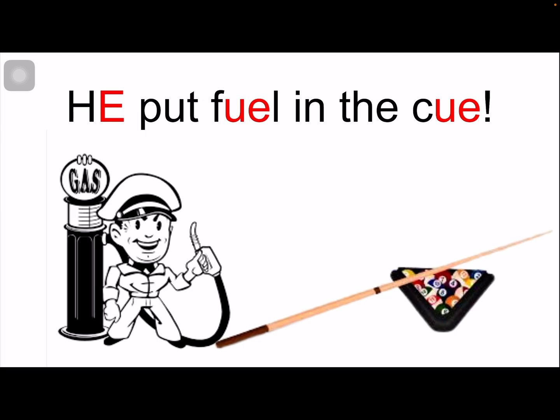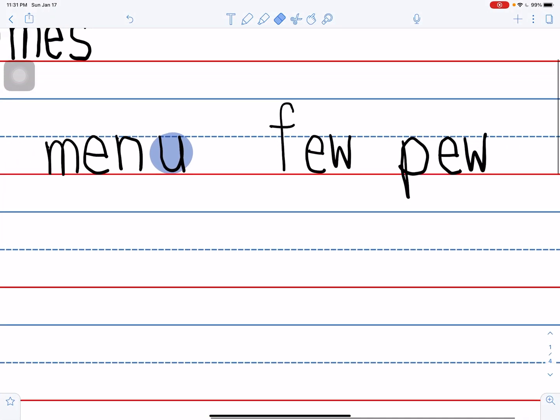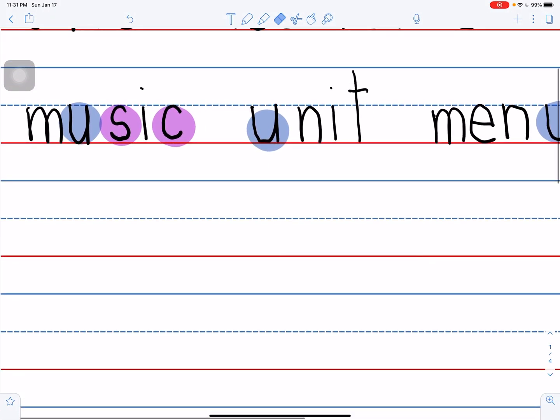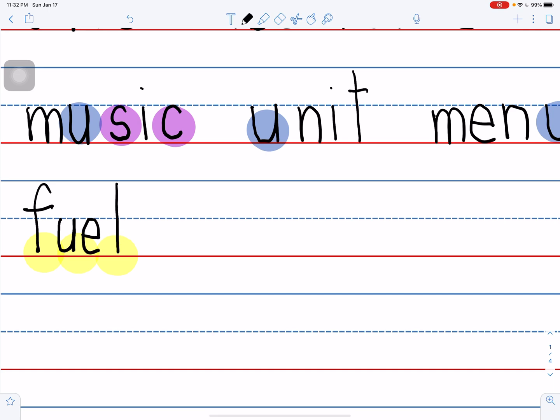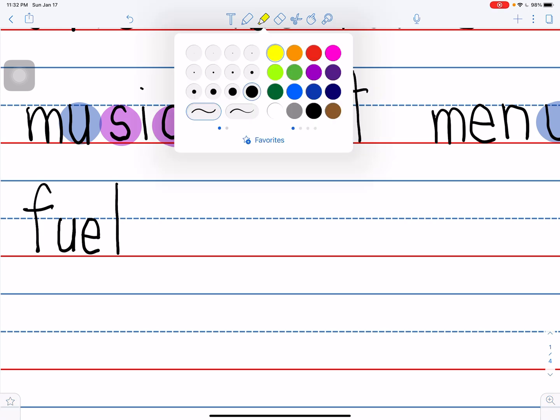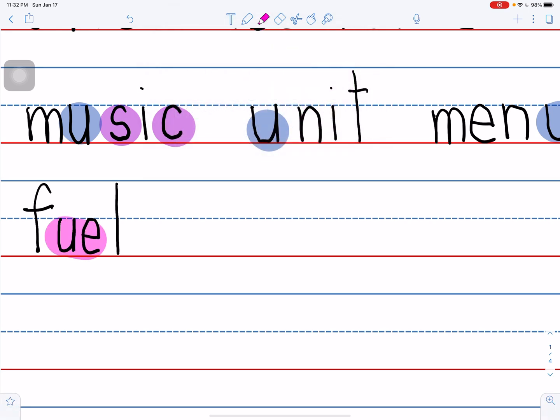But I've got a picture of a cue stick for pool. So he put fuel in the cue, and I've got the he to help you remember that we use the E in this spelling. So let's write these words here. Fuel. The sounds: fuel. The spelling: I'm spelling it with the one with the E, the U-E. There we go. Fuel. And this is that very unusual spelling here.